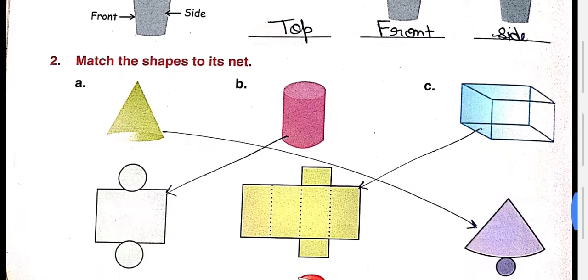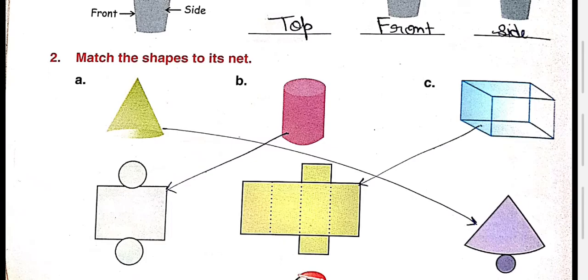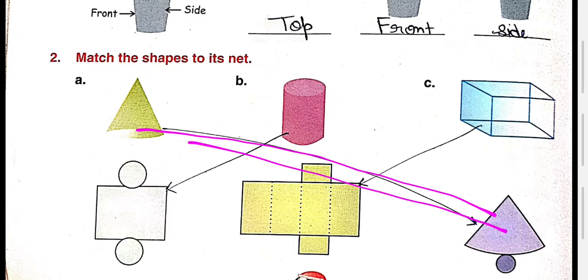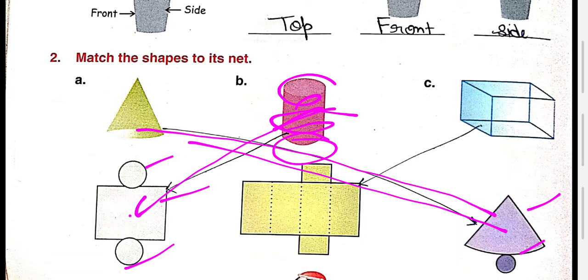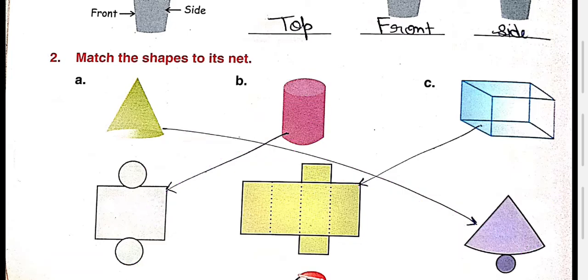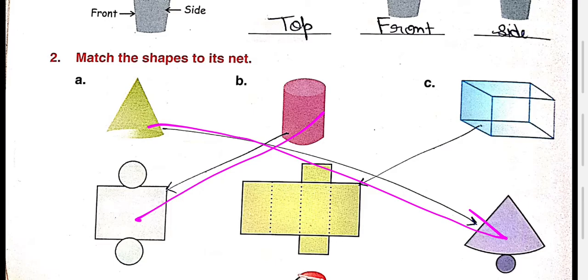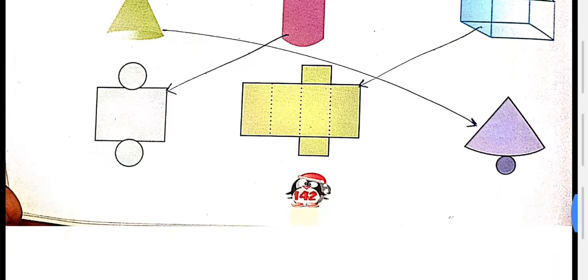Now match the following to the net. When you open this cone, you will get this one. So you have to match A with the last one. When you open the cylinder, this part becomes a rectangle and two circles are there, they become like that one. So you have to match this with cylinder, and when you open a cuboid, it becomes like that one. Just open a matchbox, this figure becomes like that one. So you have to match first with cone, second with cylinder, third with this net. These are the net diagrams of these.